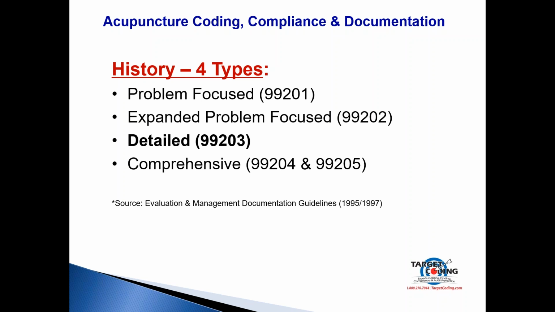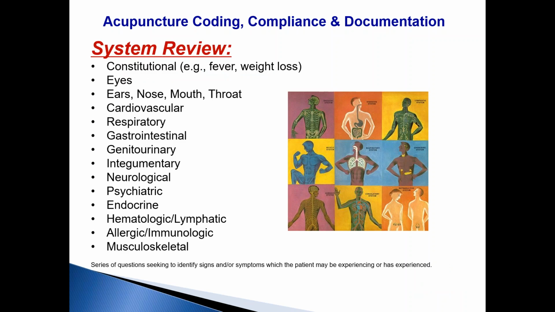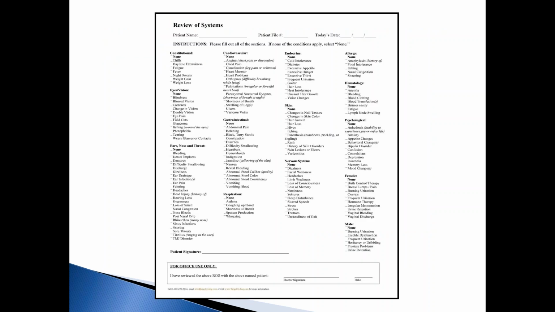And then you also have to do a system review. Have your acupuncturist do a thorough system review. You need 2 to 9 systems to be reviewed for 99203, and then you need 1 item from the past family social history. For our clients that don't have software, we created a review of systems form. You should see it on your screen now. You need to review 2 to 9 systems and 1 item from the past family social history.